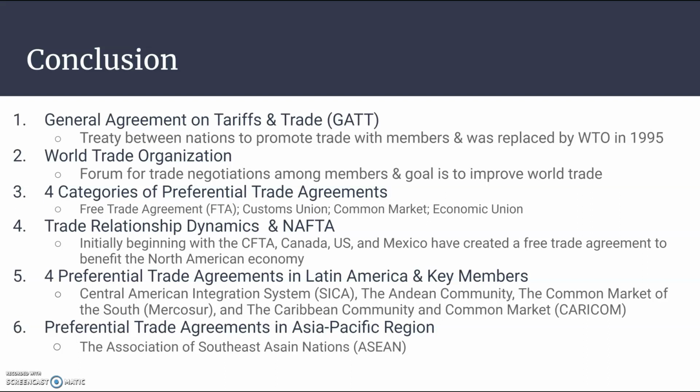And then in 3.5, there were 4 preferential trade agreements in Latin America and the key members, which were the Central American Integration System, the Andean Community, the Common Market of the South, and the Caribbean Community and Common Market. And then finally, with 3.6, there are the preferential trade agreements in the Asia-Pacific region, which was specifically assessing the Association of Southeast Asian Nations.